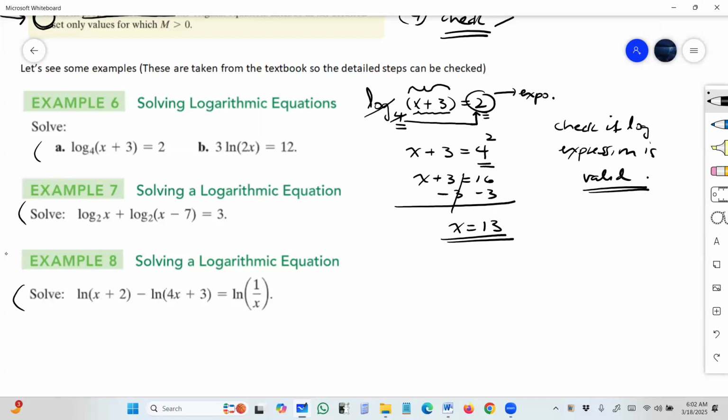It means that the answer I obtain, I have to go back here and determine if, once I replace x with this value, the value inside of the argument is positive. It has to be positive, otherwise it's not valid. So in this case, 13 plus 3, it's 16. That is perfectly okay, but if you wanted to fully evaluate, you could, right? So log base 4 of 16 is 2. Obviously, 2 is equal to 2.